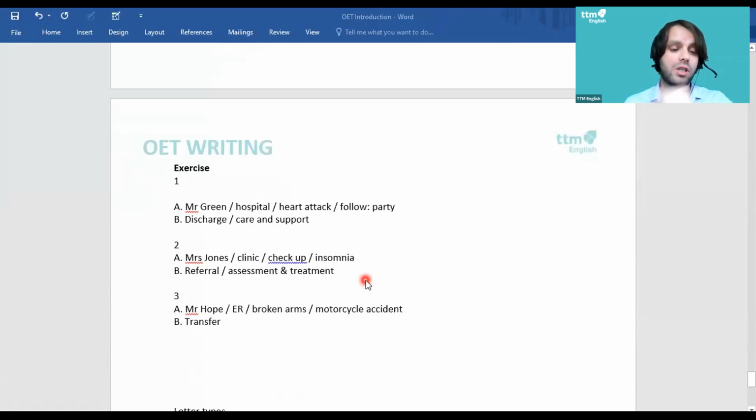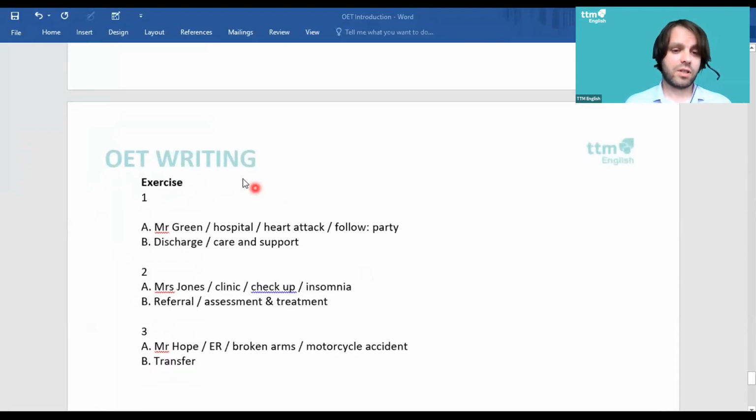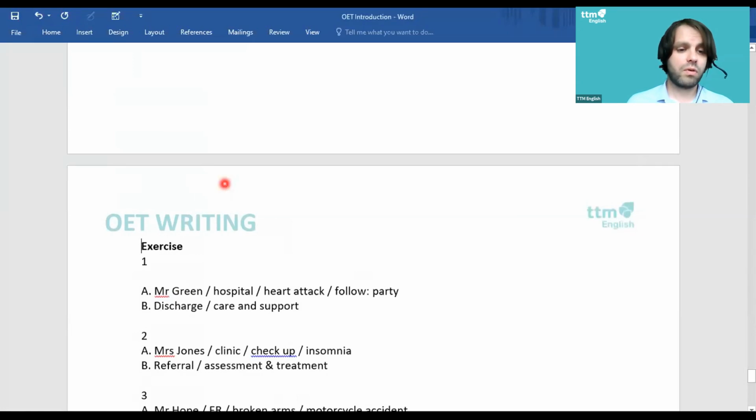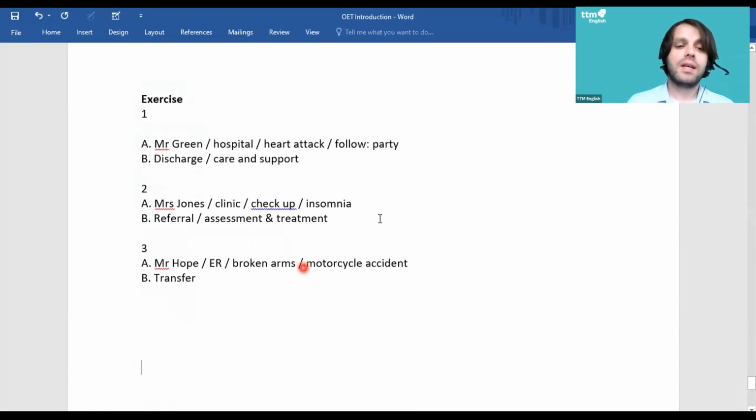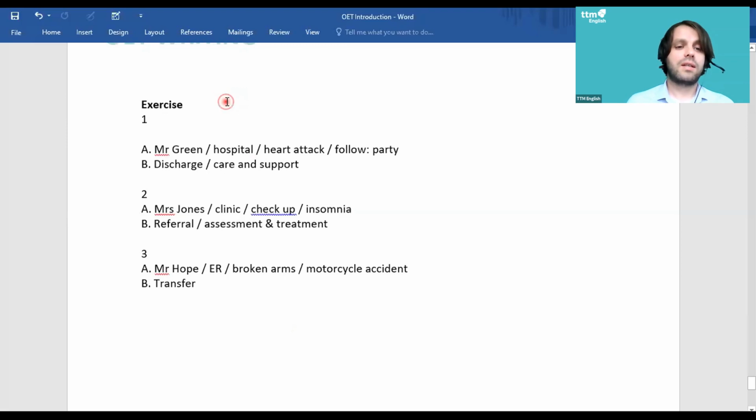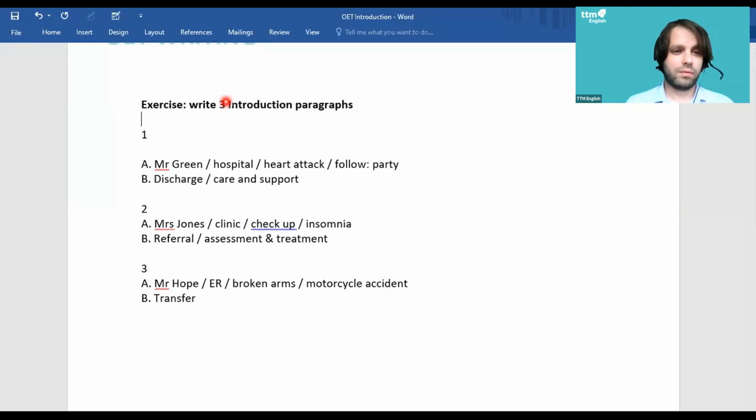Now, just to end this class, I've got some exercises for you, okay? One discharge, one referral, one transfer. You can type them in the chat box or write them down on a piece of paper. Here are my words. It's quite easy, isn't it? You've got 2 or 3 minutes. The exercise is to write three introduction paragraphs. Off you go.